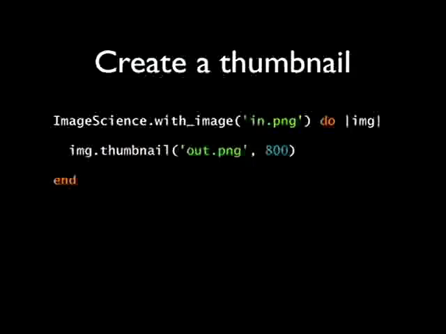And it will scale it to a dimension so that the longest dimension of that change is what you specify. So in this case, I do ImageScience.withImage. I give it the file name and give it a block, and into the block is passed a variable img here. And with that, I can call the thumbnail method, and tell it what the output file name is, and give it a dimension. So if I upload an image that is 1000 by 500, this will scale it down to 800 as the longest dimension, and then whatever the other one would be, a little bit smaller than 500, it'd be like 400. So you can do simple thumbnails like that.